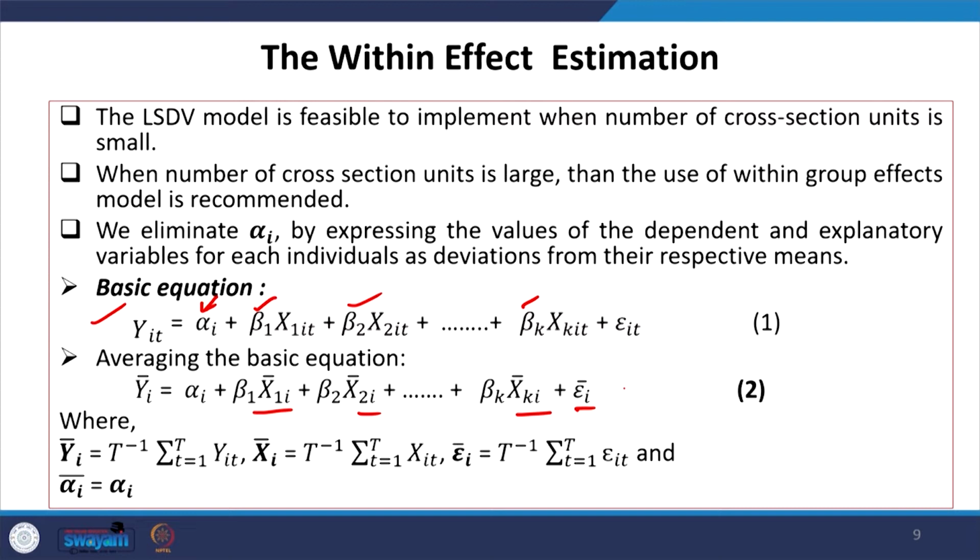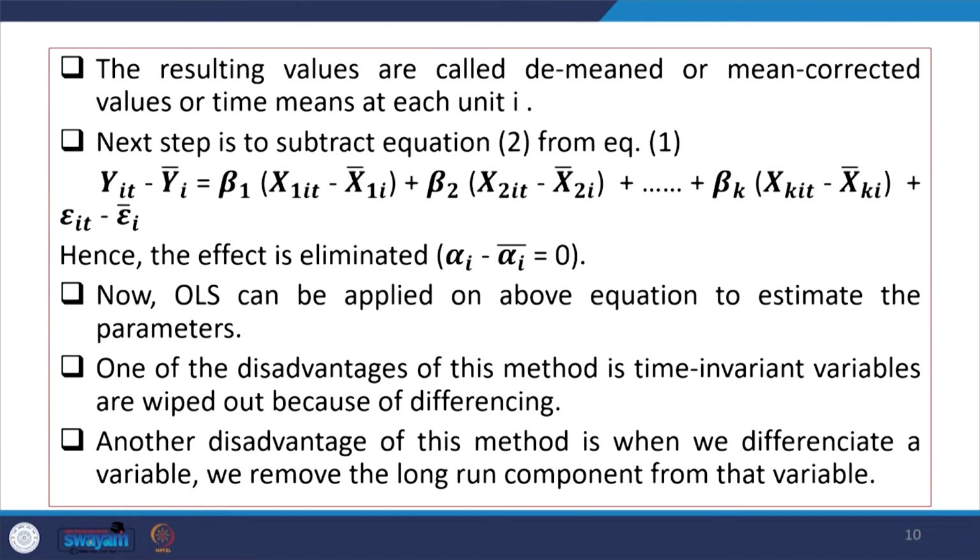Now we have taken the difference between the first equation and the second one. The next equations clarify what this average is. The average is basically over time only, t from 1 to T in each of the cases, and you can find the average accordingly. The resulting values are called demeaned values or time means at each unit i. For each unit i, we have derived the mean values.